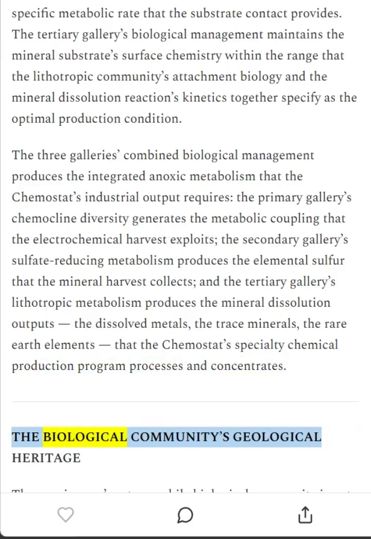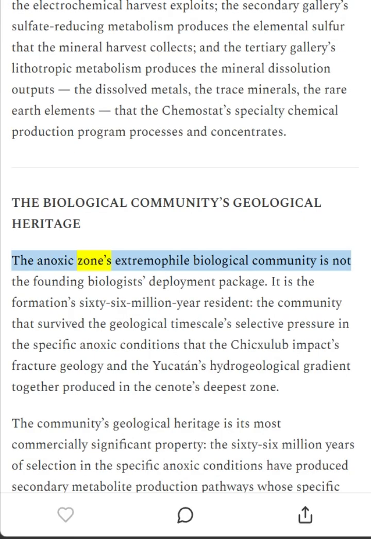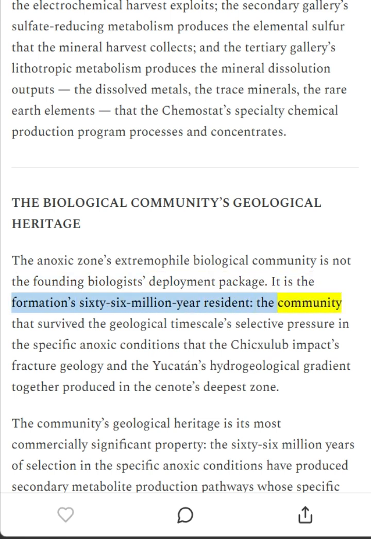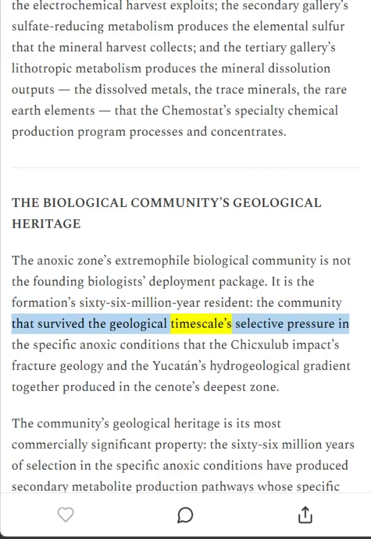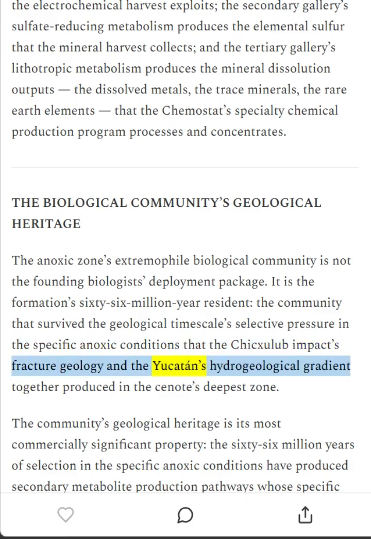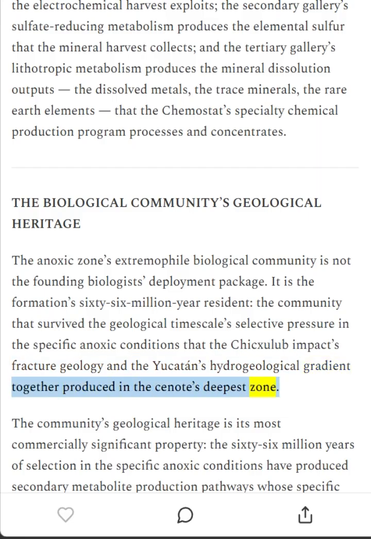The biological community's geological heritage. The anoxic zone's extremophile biological community is not the founding biologist's deployment package. It is the formation's 66 million year resident, the community that survived the geological timescale's selective pressure in the specific anoxic conditions that the Chicxulub impact's fracture geology and the Yucatan's hydrogeological gradient together produced in the cenote's deepest zone. The community's geological heritage is its most commercially significant property.